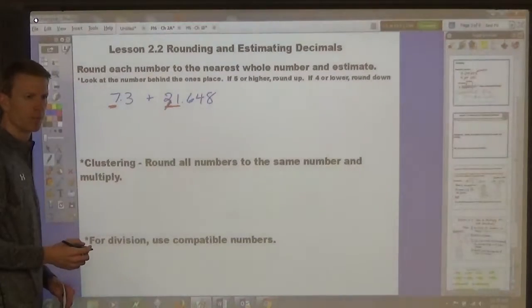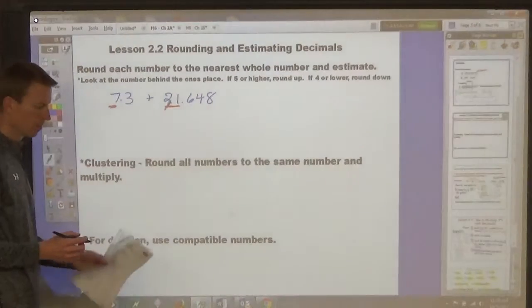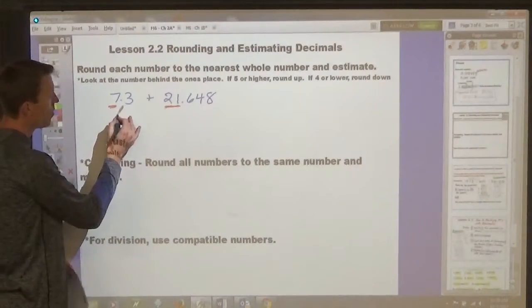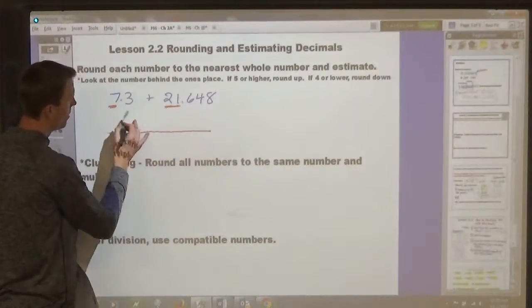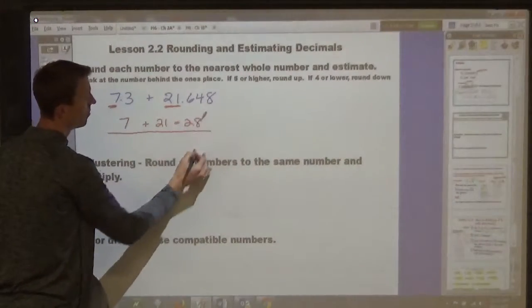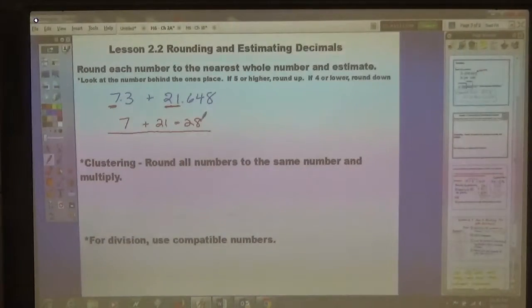Allie? Are we going to be doing our work in our notebooks or on the sheet? On the sheet. So then you should write on the line 7 plus 21 equals 28. Okay? That's what you should write for the first one.